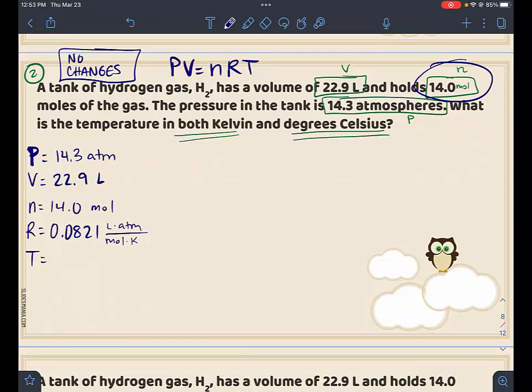All right, and finally, temperature. We don't know our temperature. I'm going to give it a question mark. And what unit is that temperature going to be in when we solve it? Well, because it's the ideal gas law, it's going to be in Kelvin when we solve it.